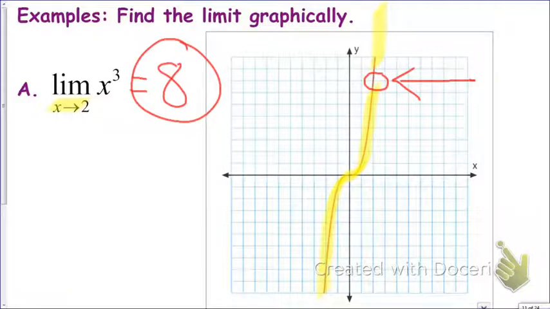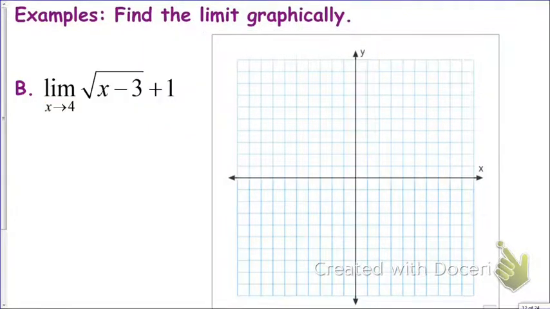Let's take a look at another example. Our next example asks us to find the limit as x approaches 4 of the function the square root of x minus 3 plus 1. In order to graph this function relatively easily, we can address our shifts.